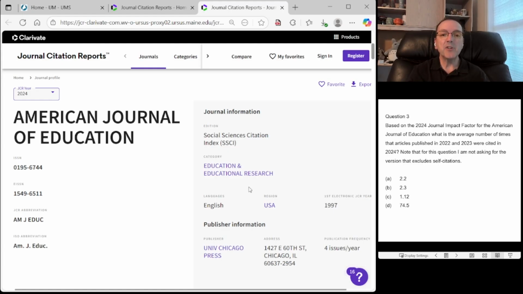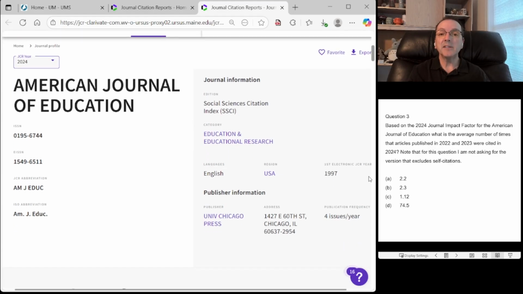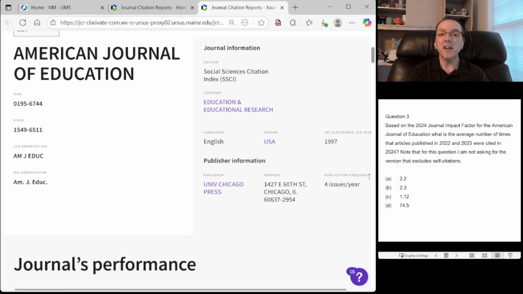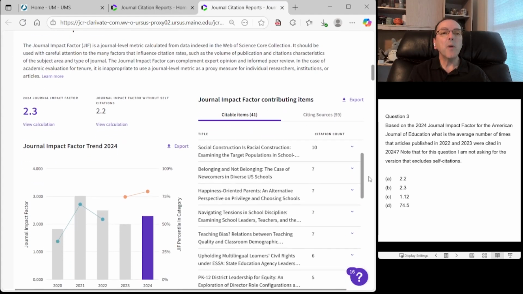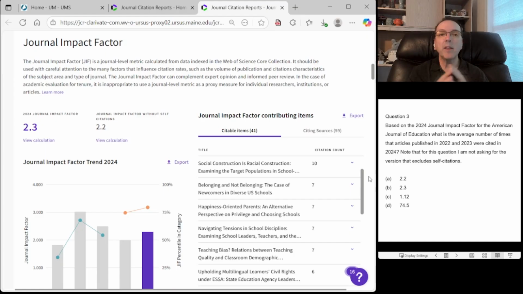It gives you a little information about the journal, kind of the category. It groups all the journals into different discipline categories. This is in the area of education and educational research. It tells you where it's published. It's been electronically in JCR since 1997. Published 4 times a year. Then it gives us its performance. And the most common way that we look at journal impact is using this metric called a journal impact factor.